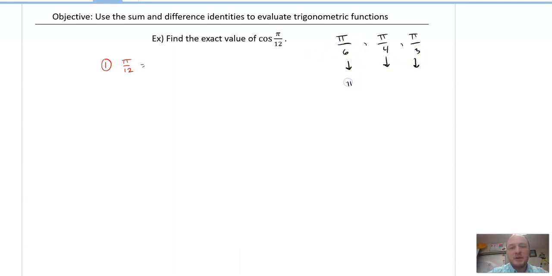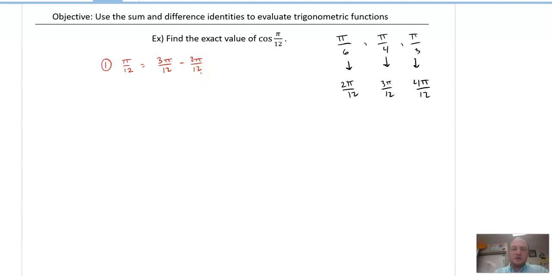So this would be 2 pi over 12. This would be 3 pi over 12. And this would be 4 pi over 12. Okay, and how do I get pi twelfths? Well, I could subtract any two of these, right? I hope you would agree that pi twelfths is 3 pi over 12 minus 2 pi over 12.